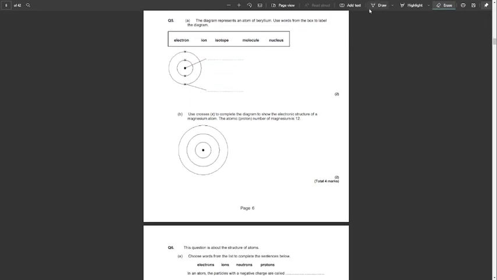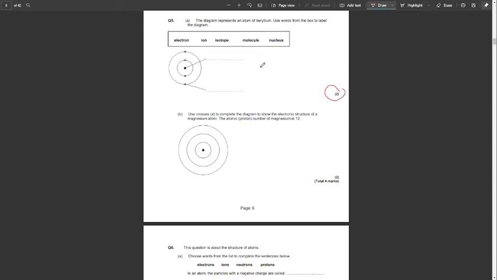The diagram represents an atom of beryllium. Use words from the box to label the diagram. It's told you use words from the box to label the diagram. So don't just pick random words out of your head and write it down. Use the ones in the box, because if you pick ones out of your head, they might not necessarily be what the exam board is looking for. And once again, you can lose marks for that.